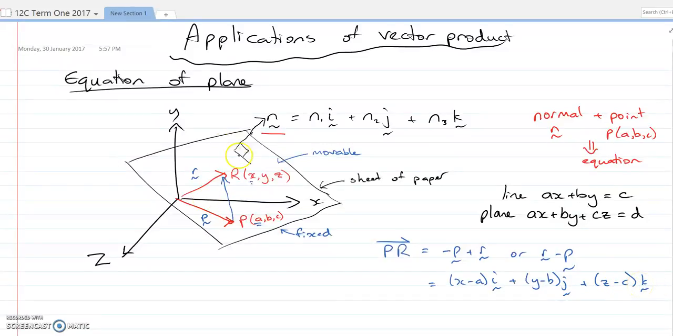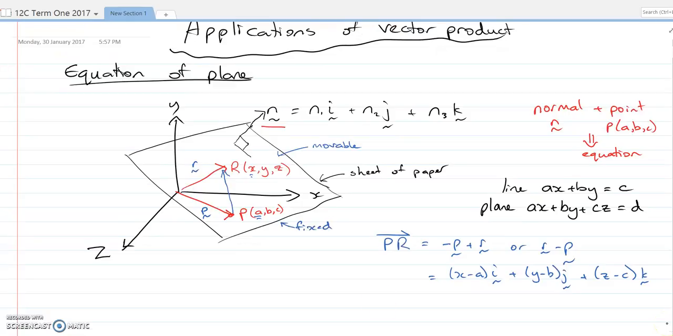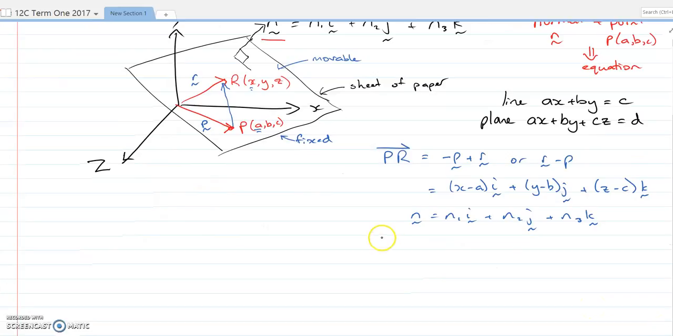So this gives us a vector that is in the plane. That's a vector on the plane, and we know that it has to be perpendicular to that normal vector that we have, which we've just got in generic notation: N is n1i plus n2j plus n3k. Because we haven't fixed any numbers in, but these two vectors are always perpendicular.